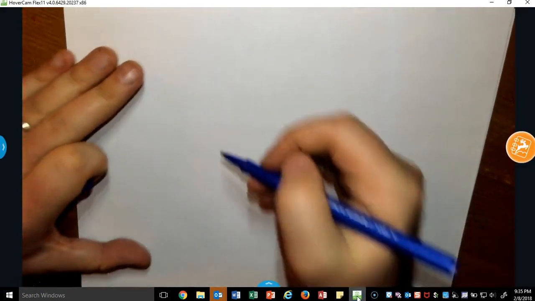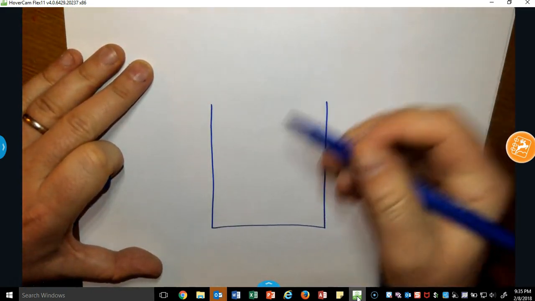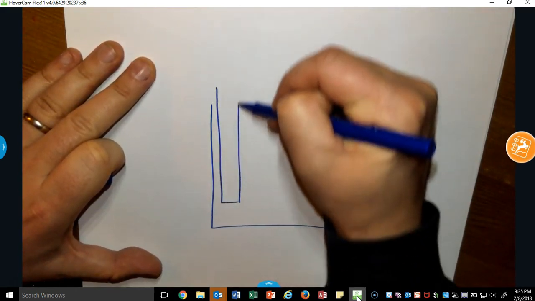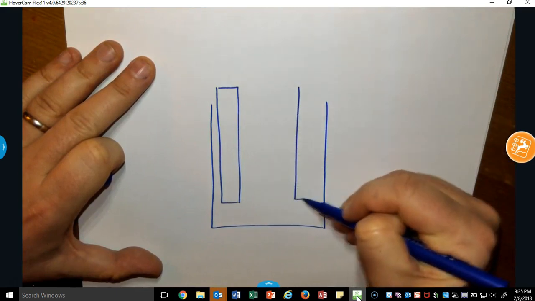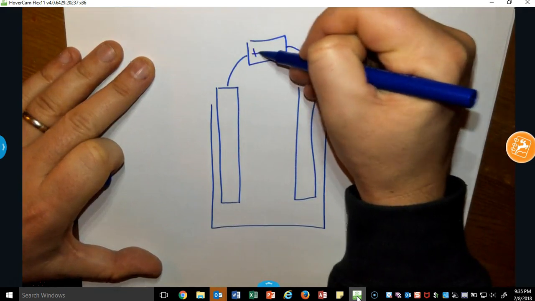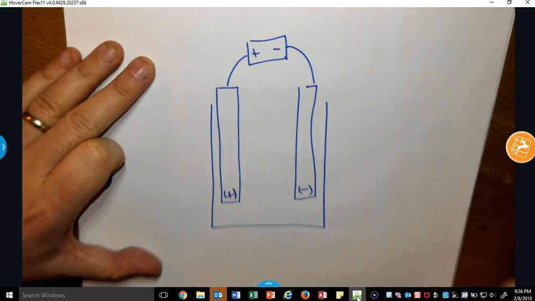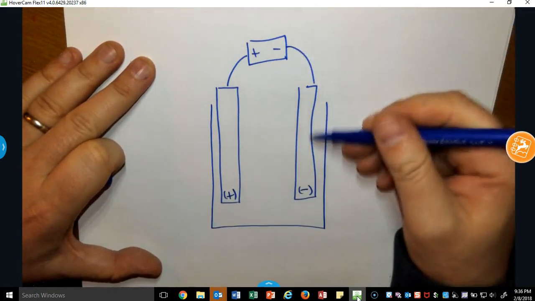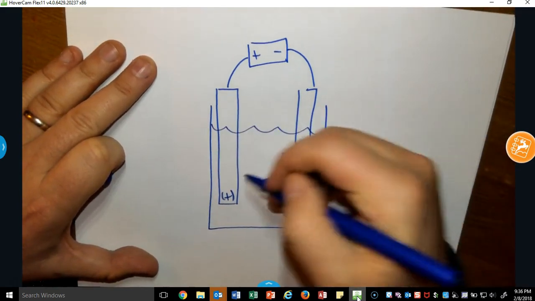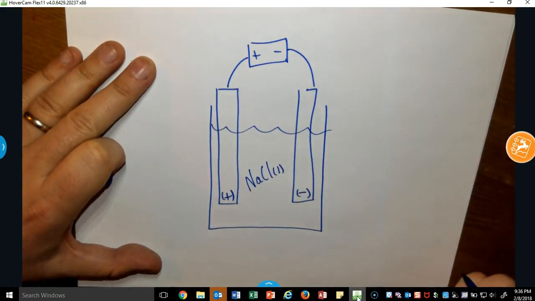Okay, so let's diagram the electrolysis of molten sodium chloride. Molten sodium chloride means melted sodium chloride. You heat it up so much that it turns into a liquid. Now, in the electrolysis, we're going to use an electrolytic cell. So we'll draw our standard electrolytic cell connected by a battery. That means that here we're going to have our negative electrode, and here we'll have our positive electrode. The electrodes follow the charge of the battery. Now, the electrolyte in this case is going to be liquid sodium chloride.